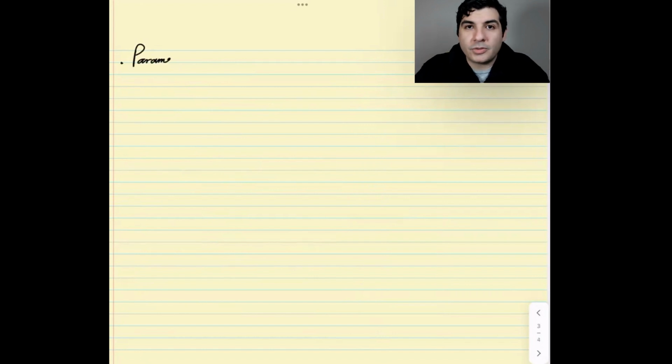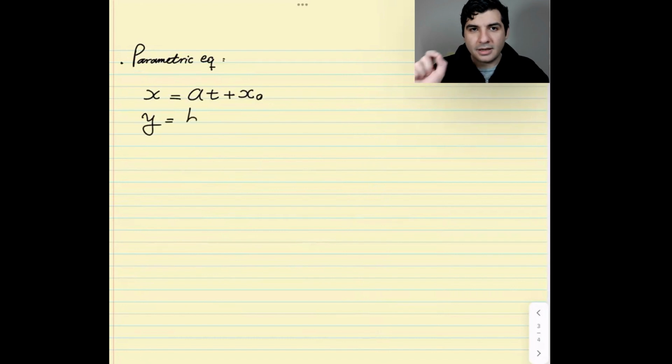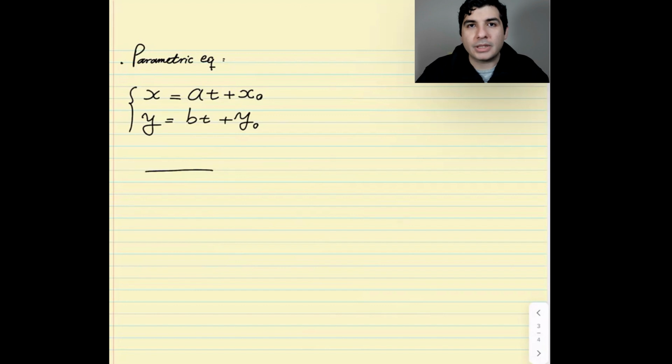We can use the parametric equation to describe a line. What does that mean? Again, fix x and y as coordinates. We can think about x as a function of an extra parameter t. We can say x is given by at plus x naught, y is given by bt plus y naught. Here a and b are two constants, x naught and y naught are also constants. t is our parameter. t goes from minus infinity to infinity. This way, we think about x and y as functions of t.